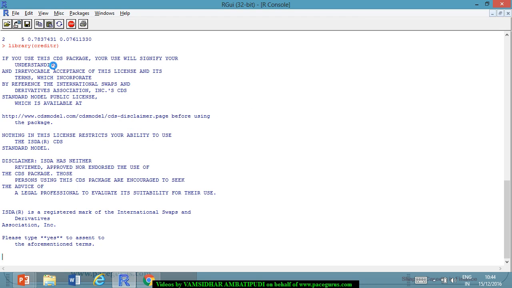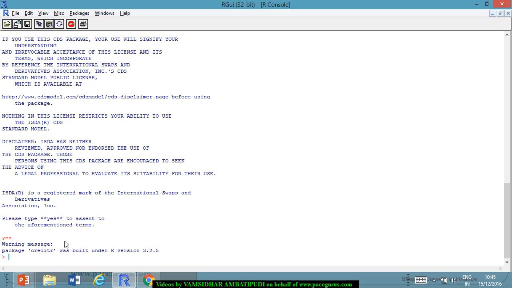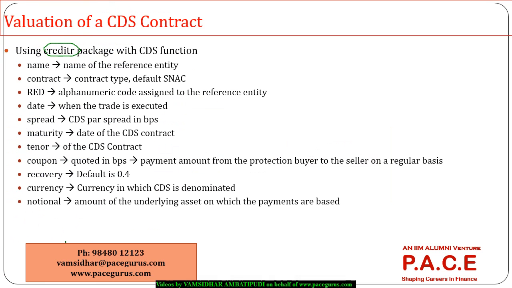So there are a few things to understand in this package. If you use this CDS package, your use will signify your understanding and irrevocable acceptance of this license, right? It is typically created based on this model. Nothing in this license restricts your ability to use the ISDA standard model. So it's purely based on the ISDA standard model. I have to say S to give the consent about the terms. That is where the package gets fully loaded.